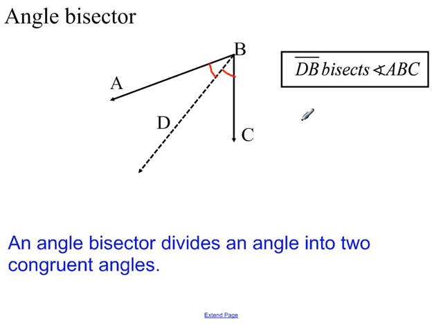So we can say that angle ABD is congruent to angle CBD, and we could say that because we are told that DB bisects angle ABC, which means it's dividing angle ABC into two congruent angles.